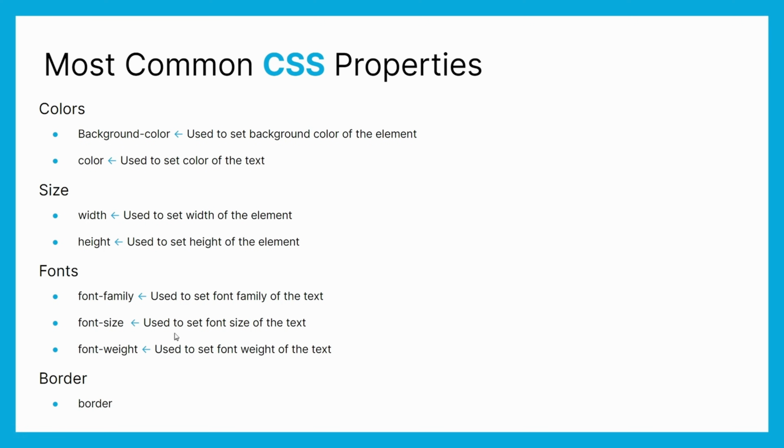Font size, which is used to set the size of the text. So that's how big or small our text is. And then we have font weight, which is used to set the weight of our text. So that's whether our text is bold or light or medium. So now let's jump into a live code example to show you how we actually use these.